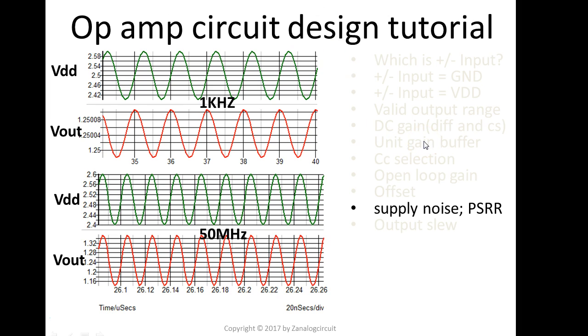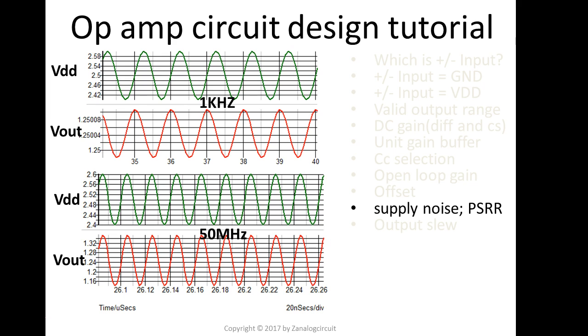Now, the next one, supply noise. In chip design, most of the cases, supply is noisier than the ground. That's the reason people are very interested to know if the op-amp output is going to be influenced by the supply noise. Ideally, the output of the op-amp should be a function of differential input voltage, right? Nothing else, ideally.